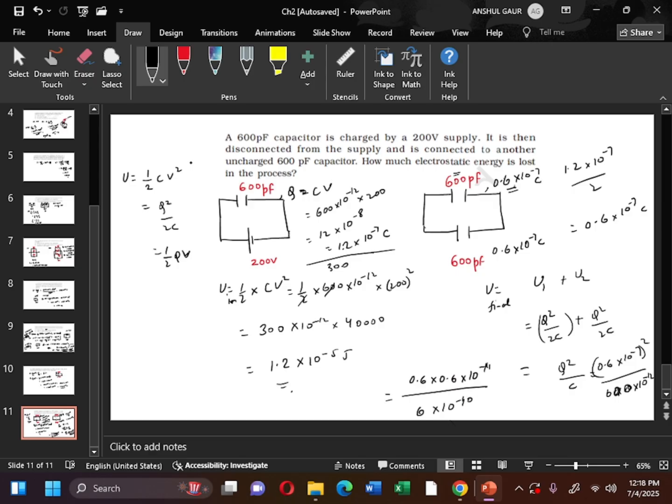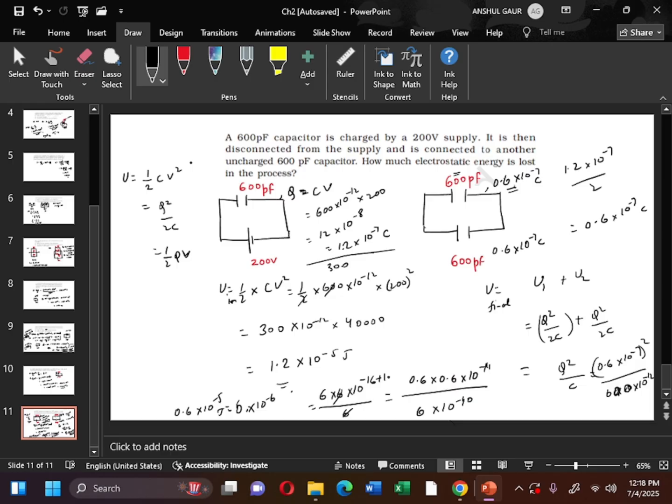Now we can write this value as 6 into 6 into 10 to the power minus 16 upon 6 into 10 to the power minus 10. Now this 6 cancels with this 6. So this comes out to be 6 multiplied by 10 to the power minus 6, or we can write it as 0.6 into 10 to the power minus 5 joules. So this is the total energy in the second case, in the final case.